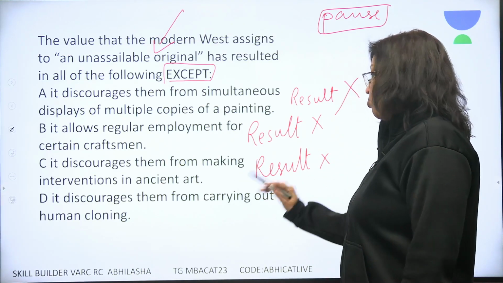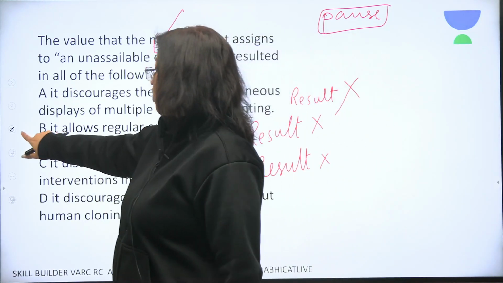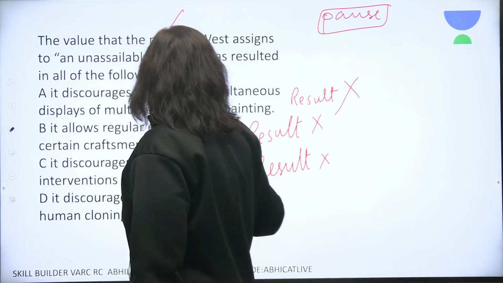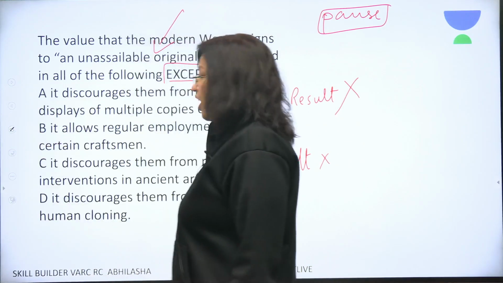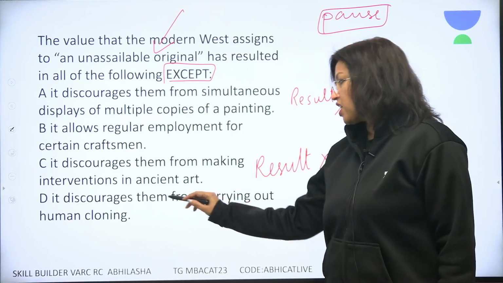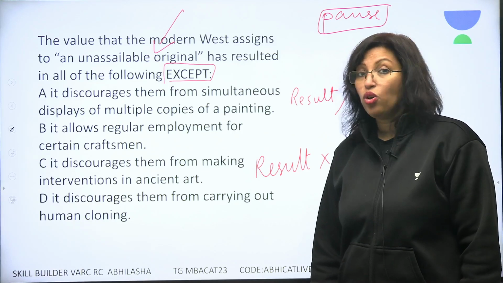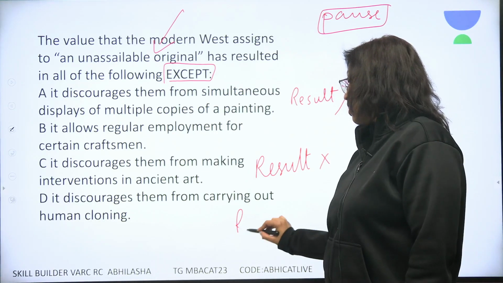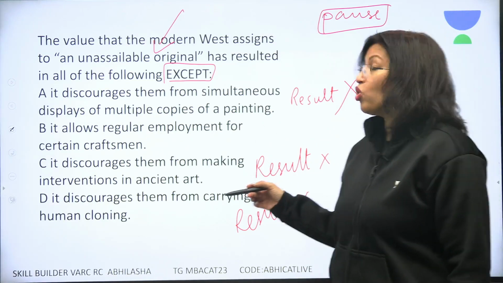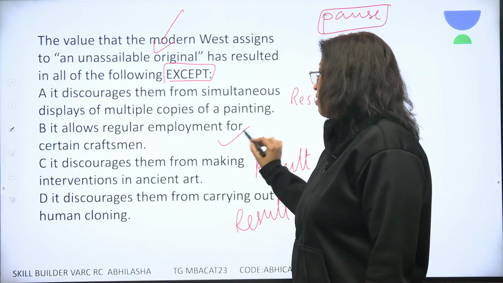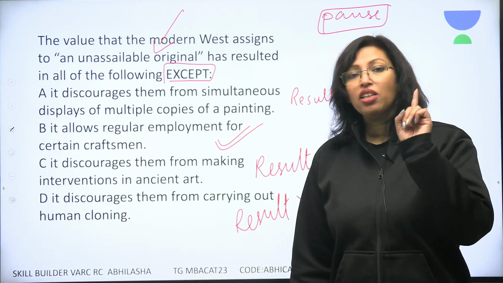It discourages them from carrying out human cloning. Oh. I think I have got an answer wrong here. Right? Very clearly. The minute I came to D, I knew B had to be the right answer. It discourages them from carrying out human cloning because there is only one original, therefore they don't want to do cloning. So this is also a result of this, right? So eliminate. So the only one that could be a possible answer has to be B then, right? Because all the others can be eliminated as a result of being the original.